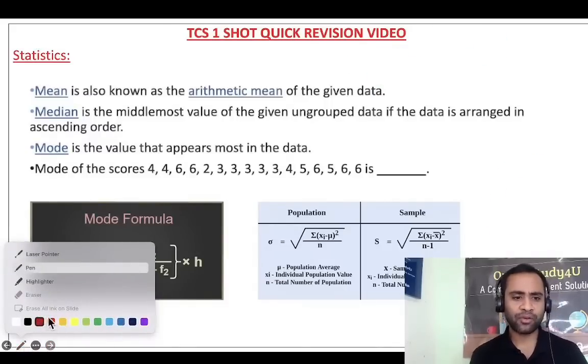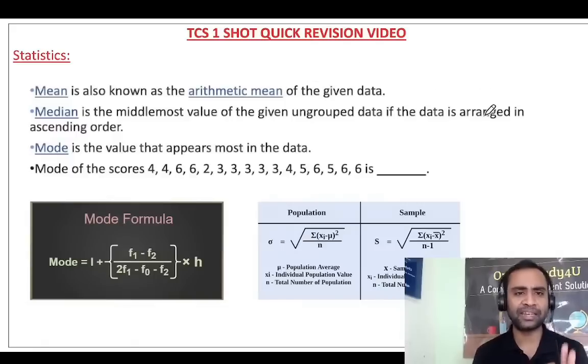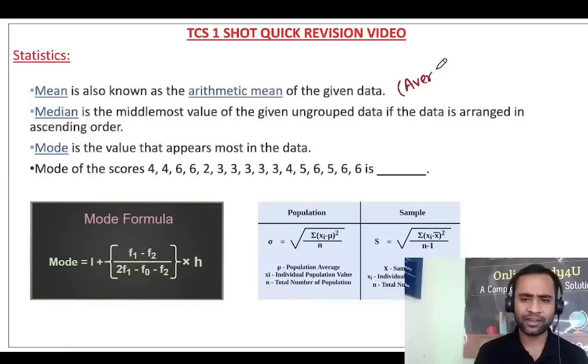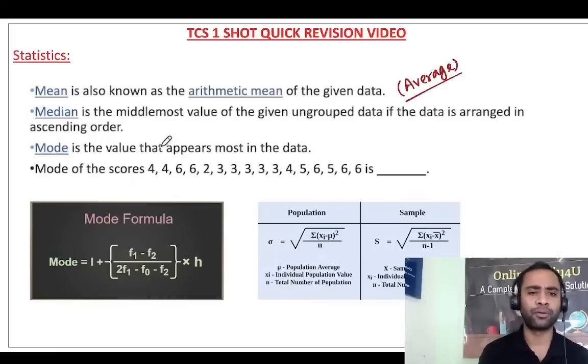Now let us please focus on this concept, mean. What is mean? Mean is very simple. If you know average, then average is nothing but mean. Now, median.